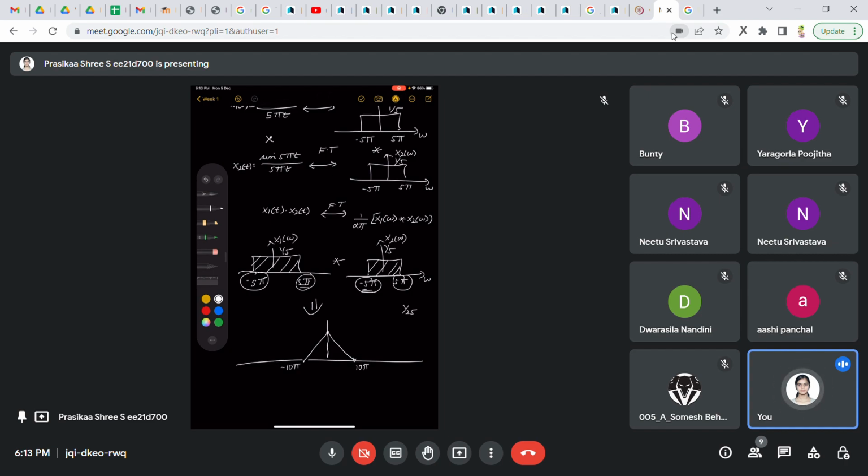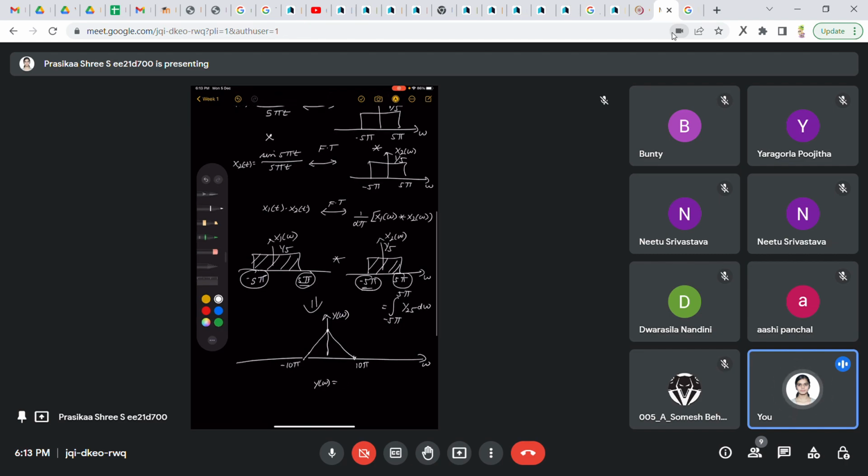You will be getting an amplitude of 1 by 25, going from minus 5 pi to 5 pi d omega. Let us have this value as y of omega, where y of omega is equal to x1 of omega convolved with x2 of omega. If you do this, what will you get? You will get 10 pi by 25. The amplitude at omega equal to 0 is equal to this value, 10 by 25.